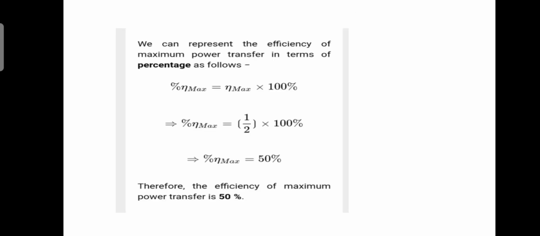We can represent the efficiency of maximum power transfer in terms of percentage as follows. Percentage N maximum equal to N maximum into 100 percent. Percentage N maximum equal to half into 100 percent. Percentage N maximum equal to 50 percent. Therefore, the efficiency of maximum power transfer of DC circuit is 50%.